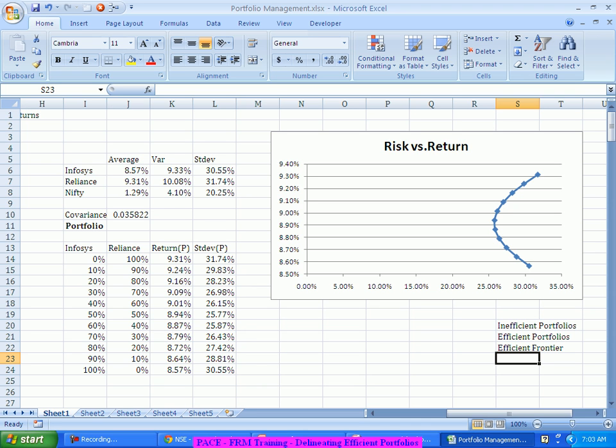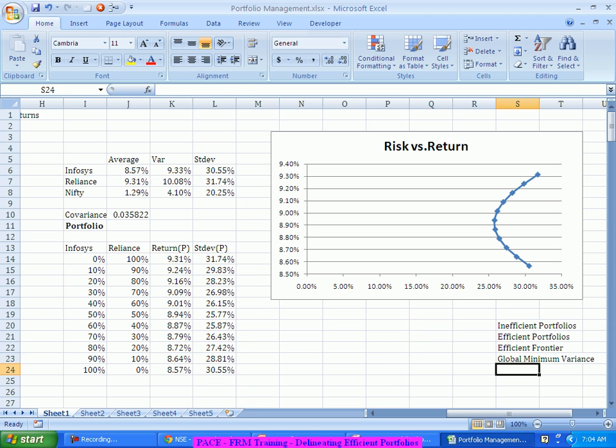If I compare it with Infosys, 10% in Infosys and 90% in Reliance is a much better combination for me. Right? So that is one thing which portfolio management is addressing. For a particular level of risk, I have to choose the one which is giving me the maximum possible return, which means it has to be on the efficient frontier. Otherwise, that combination will be a rejected combination. Right? And this particular portfolio at the least risk is called your global minimum variance portfolio.